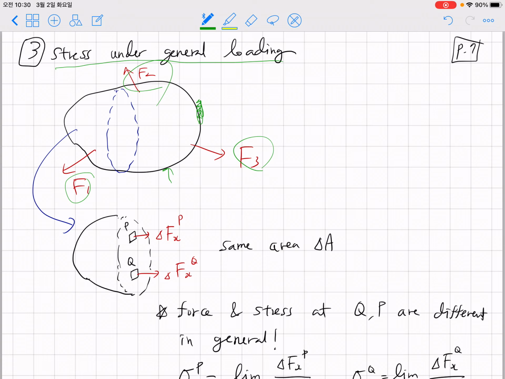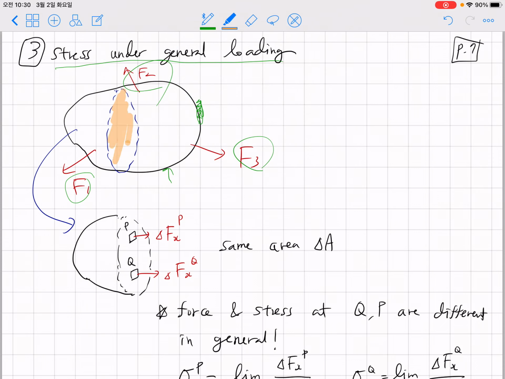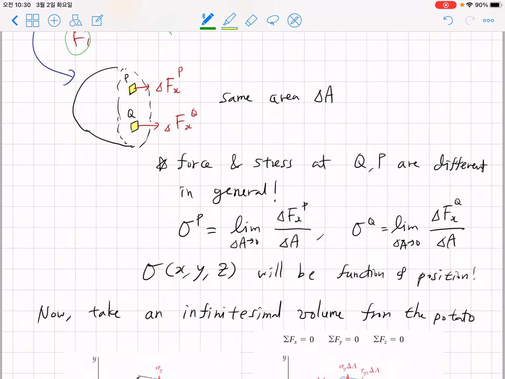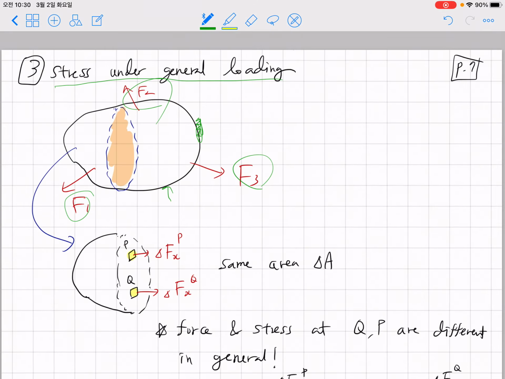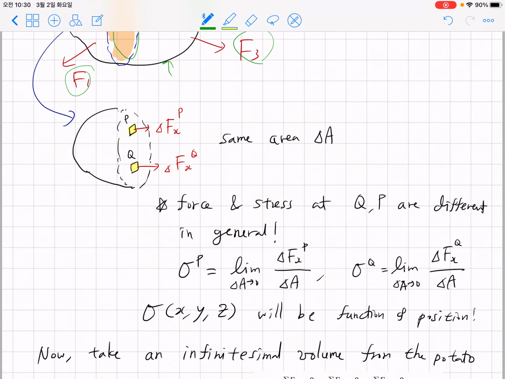Okay, now if you take out some imaginary plane out of this continuum potato and try to focus on point P and point Q, how can you define stress? Of course, stress over the entire surface is not uniform. So depending on the position you take, you're going to have different stress values. And how do you define stress at this infinitesimal plane?